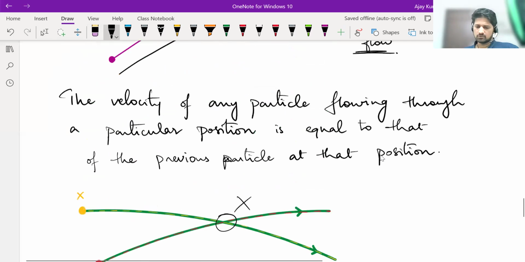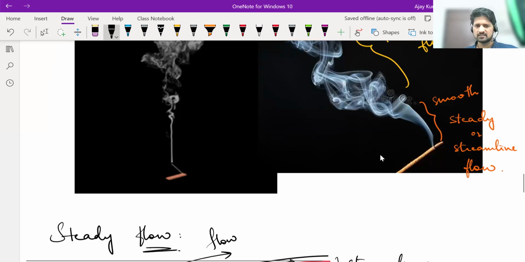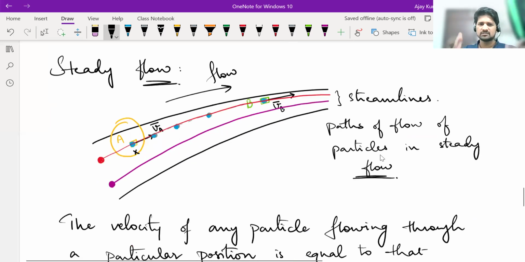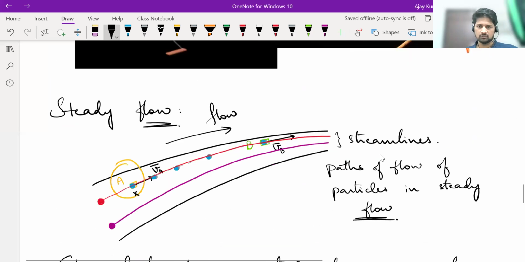Right. So now you know the equation of continuity, and you know the basic difference between streamline flow and turbulent flow. For turbulent flow, we have not discussed any properties. Basically, flow which is not streamline is turbulent. Okay, remember it that way. You know what streamline flow is now.